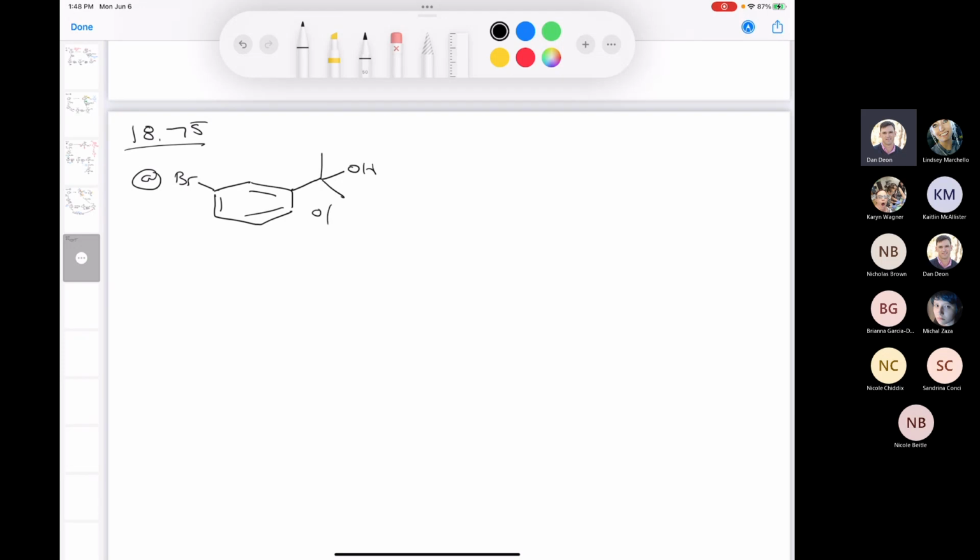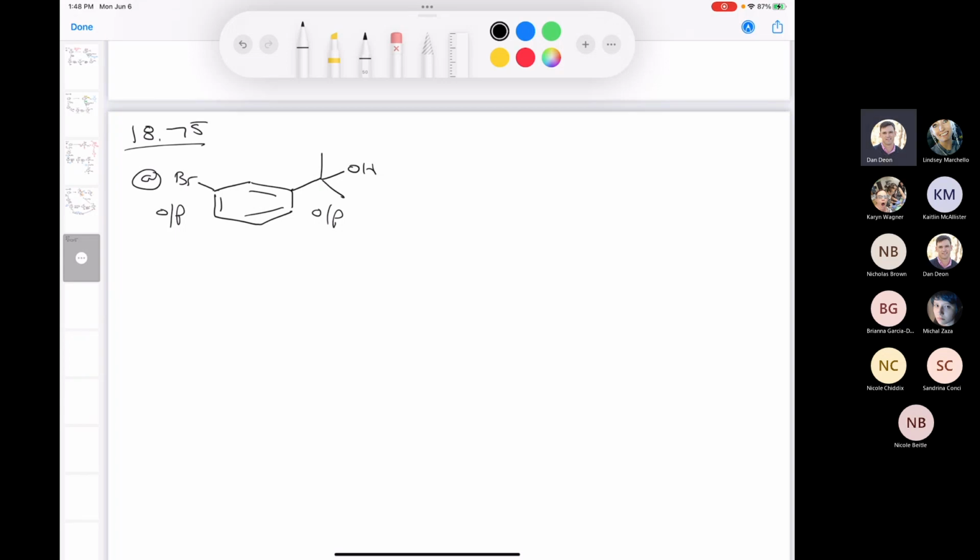You've got an ortho-para director here, and then you've got an ortho-para director here. They're meta to each other, and there ain't a nitro group in sight. So, you know, we think about everything that we've looked at today. It usually involves a nitro group when we're talking about meta substitution.